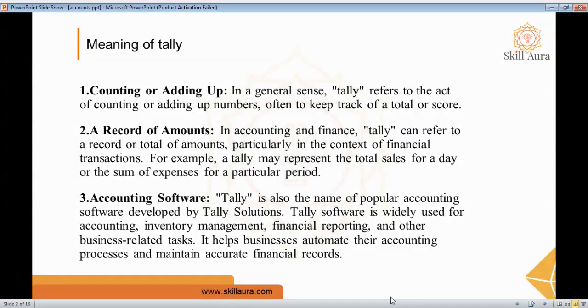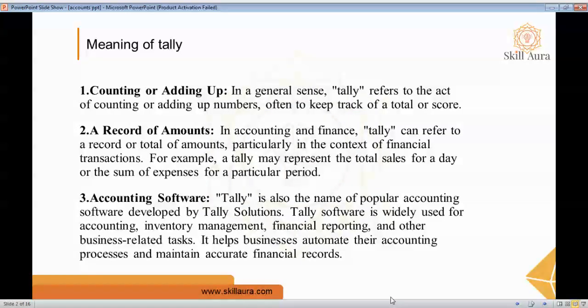So this Tally provides a comprehensive accounting and financial management solution for the business, which enables them to manage the financial transactions and also generate the reports and make informed decisions too. So this is the basic information and recall of Tally.